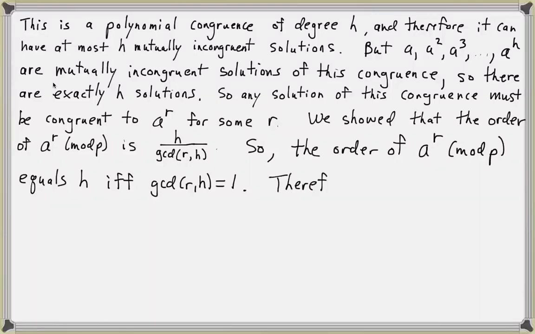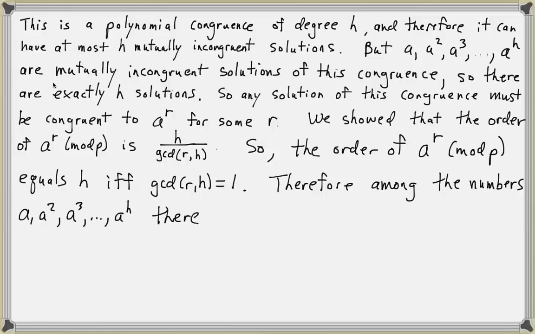So therefore, among the numbers a, a squared, a cubed, all the way up to a to the h, there are exactly phi of h of these numbers that have order h.